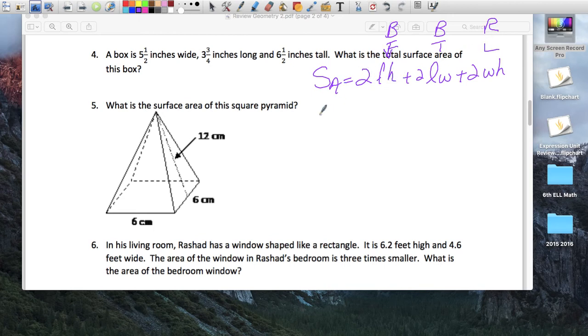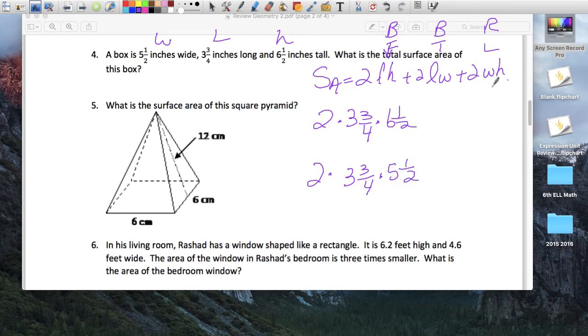Okay, so substitute. We're going to go 2 times the length. Did I just erase everything? Where's the length? This is the length, this is the height, and this is the width. So the first group is 2 times 3 3/4 times the height, which is 6.5. The second group is 2 times the length again, 3 3/4, times the width, which is 5.5. And the last group is 2 times the width, 5.5, times the height, 6.5. I'm doing it like this because I don't have a big straight line.